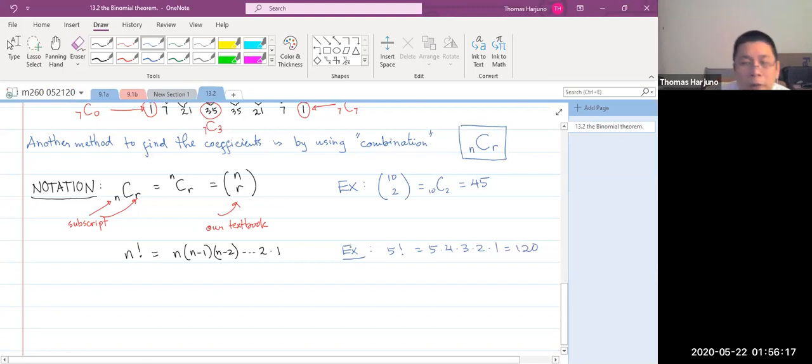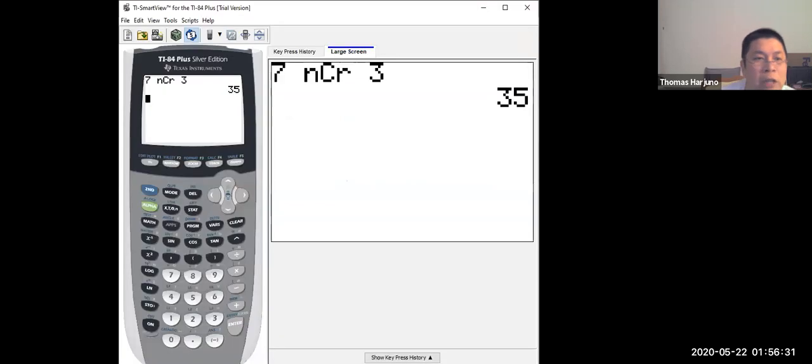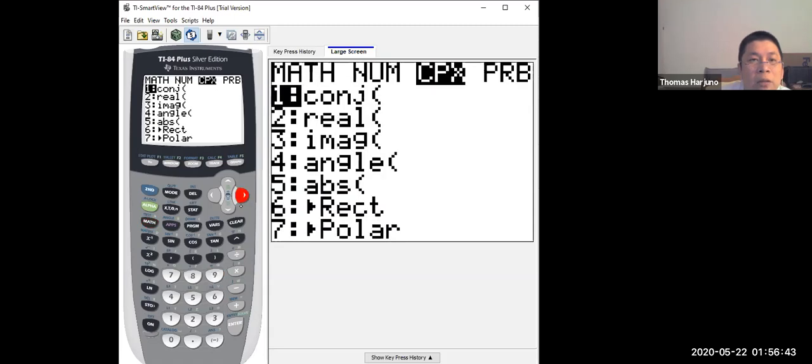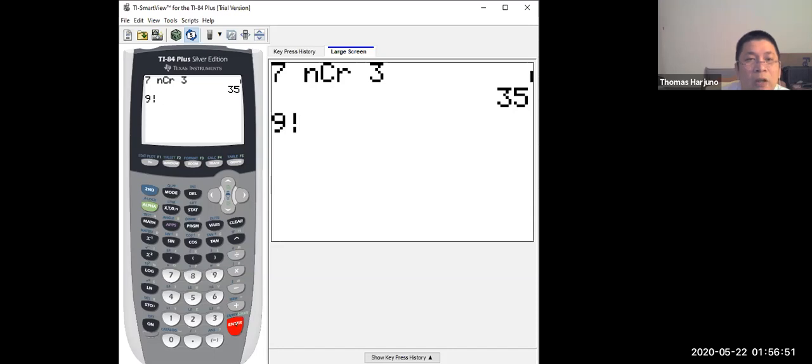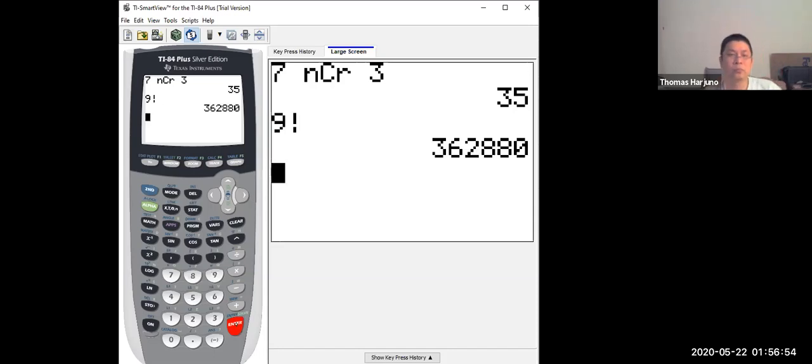Now, however, when the number's too big, let's say 9 factorial, it's harder to compute. You can use your calculator to compute that. And it's usually in the same category as the NCR. So I want 9 factorial, right? I go 9, go to math, go to PRB, and then you see option number 4, exclamation mark, and then enter. Okay, 362880.